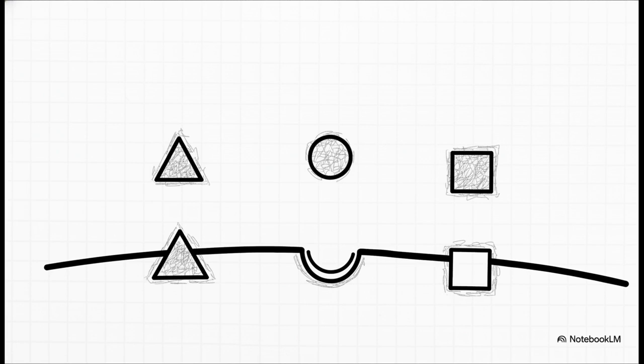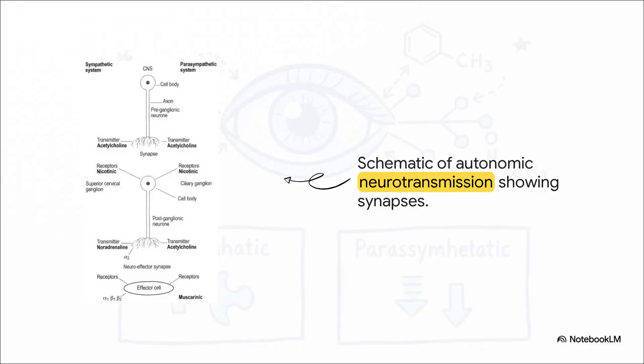You can basically picture these receptors as literal docking stations sitting right on the surface of your eye cells, just waiting for the perfect chemical messenger to activate them. And here is exactly how that activation mechanism works. An electrical impulse travels down a preganglionic neuron. Once it hits the end, it releases a transmitter, something like acetylcholine, across a tiny gap called a synapse. That transmitter binds to nicotinic receptors on the next neuron just to keep the signal moving along.